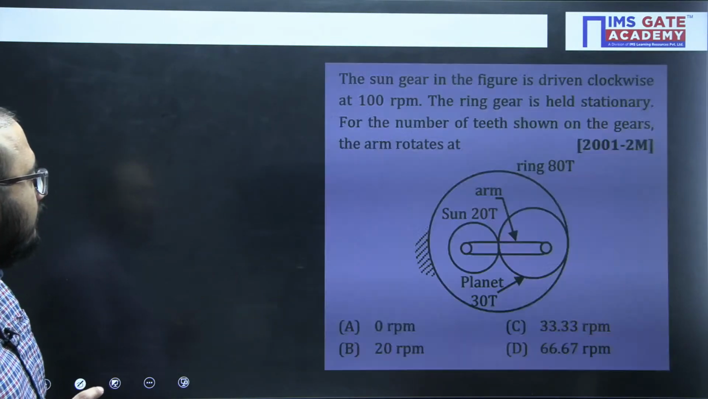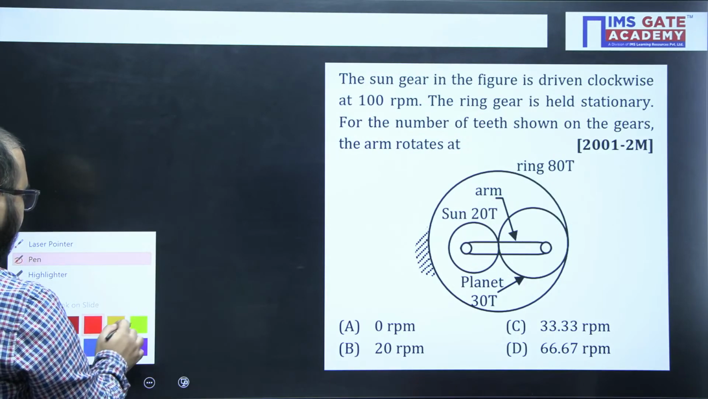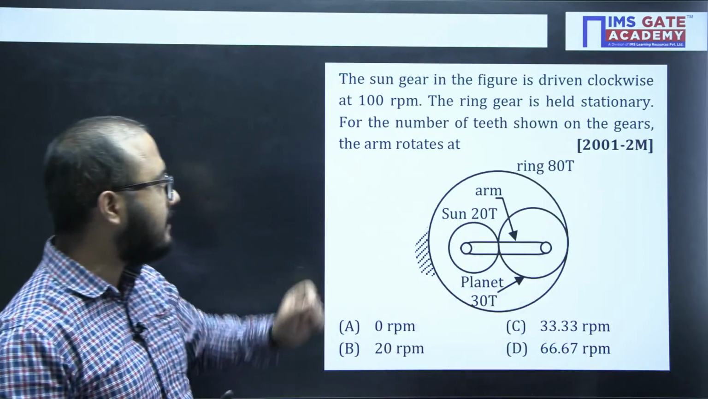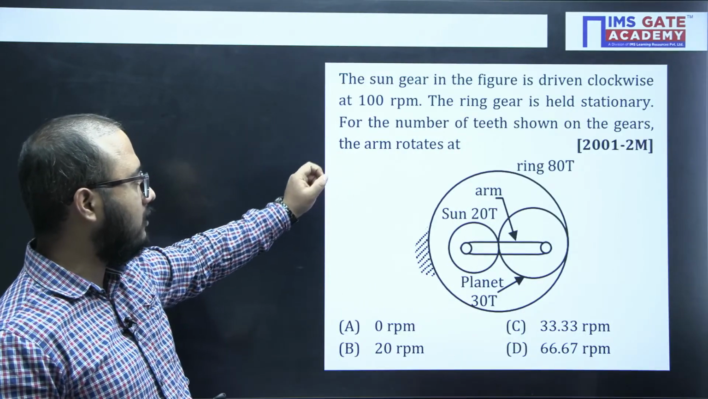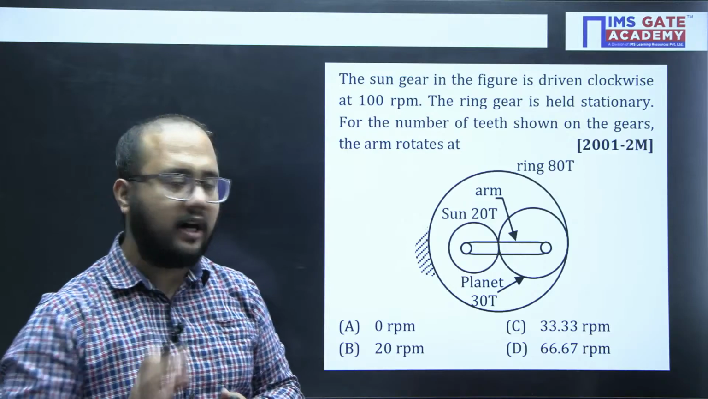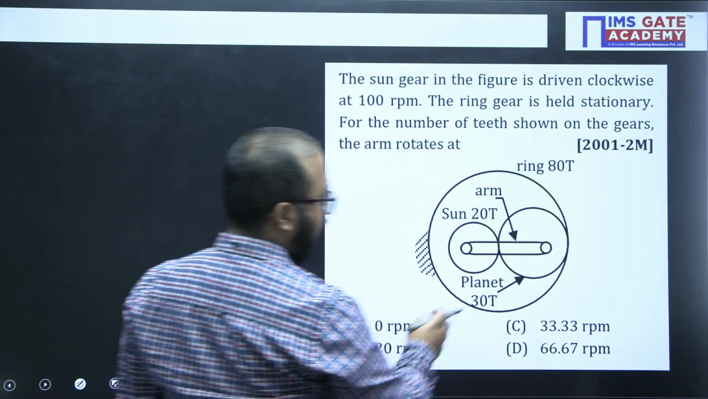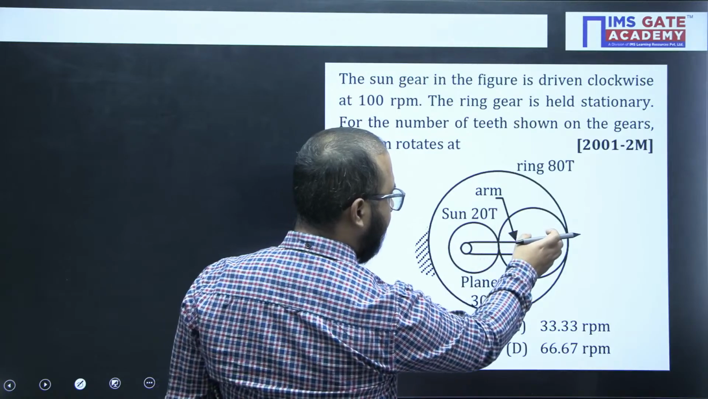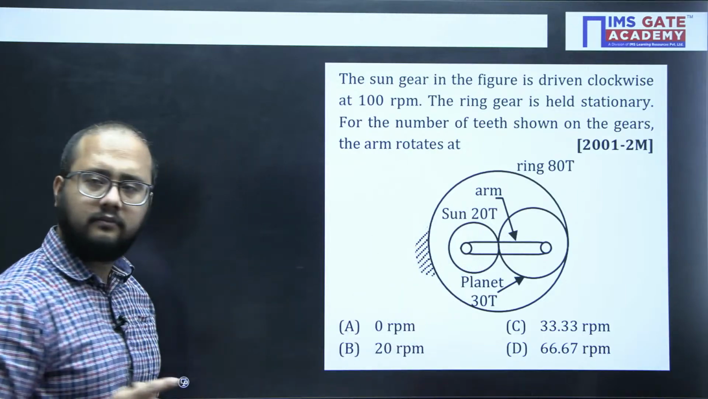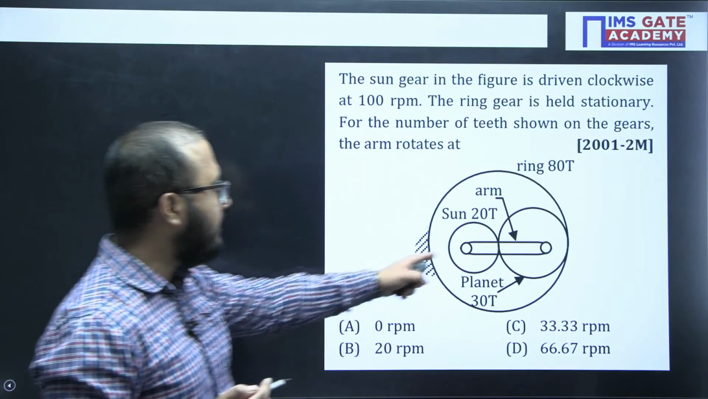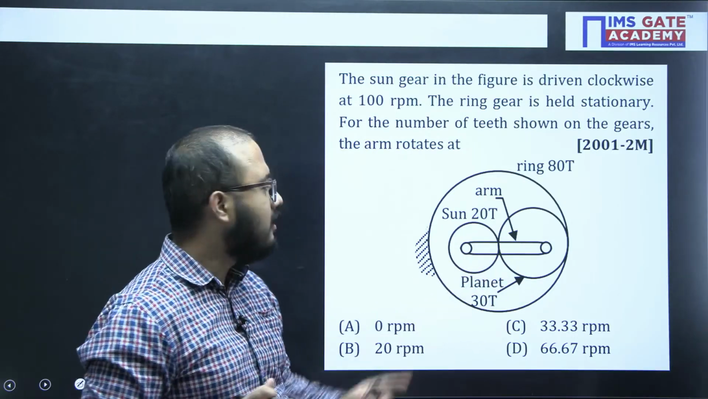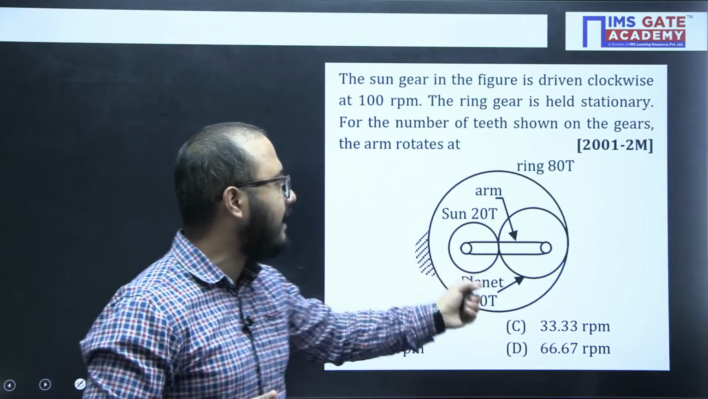Clear? Now next question, guys. Again a 2001 question, all of the data they have given here, and what they are asking is, for the number of teeth shown in the figure in the gears, the speed of rotation of the arm. Right? So this is sun, this is arm, this is planet, and this is ring. So first of all, the sun and the planet gear are connected with the help of the arm. So sun and planet are in meshing, and similarly planet and ring are in meshing.